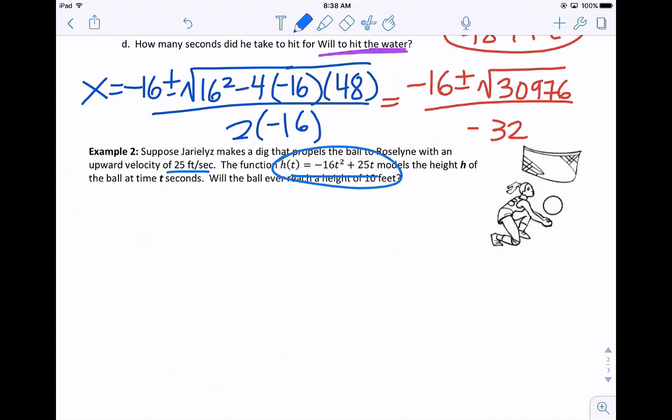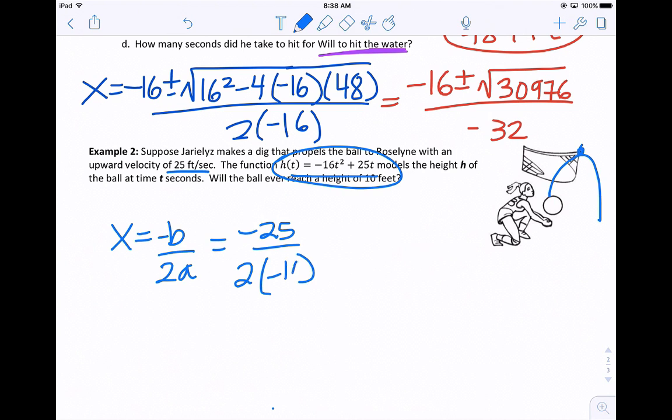Okay, so that would be the vertex. Will it ever reach a height, the highest value, the vertex? So that would be finding the vertex. So we have opposite b over 2a. So here the opposite b would be negative 25 over 2a. All right, negative 25 over negative 32, which is 0.78125.